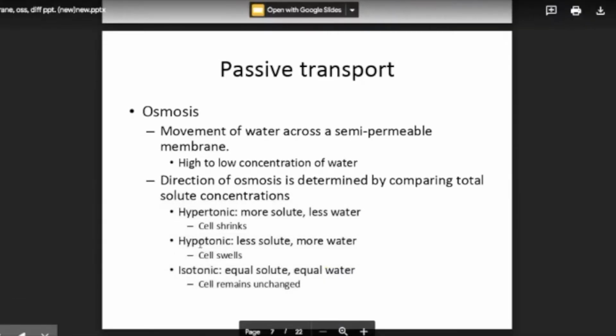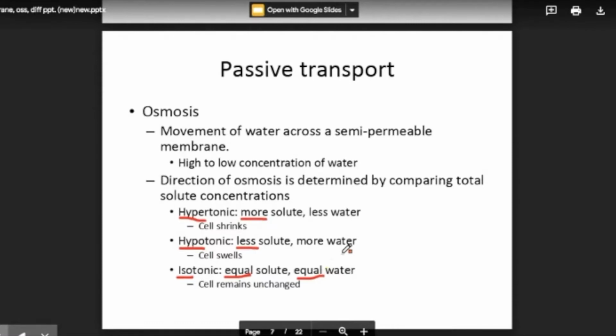Let's talk about these three terms here: hypertonic, hypotonic, and isotonic. So hypertonic means more solute, less water. Hypotonic means less solute, more water. And isotonic means equal amounts of solute and equal amounts of water. So if we look at the prefix of these, we can kind of guess what it means. So hyper means more solute. Hypo means less solute. And iso means equal solute, equal water.